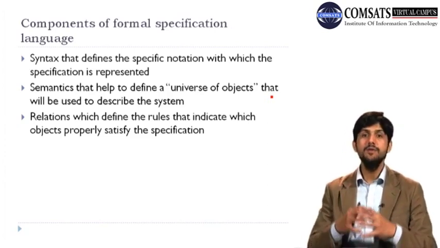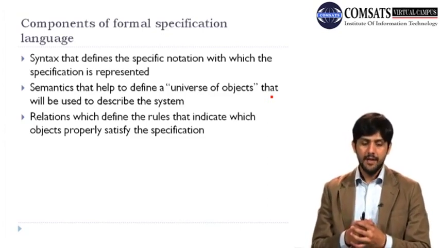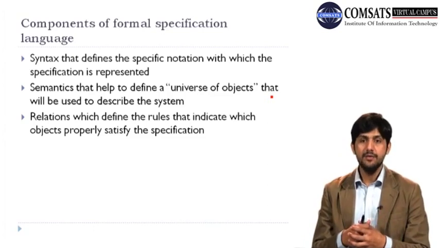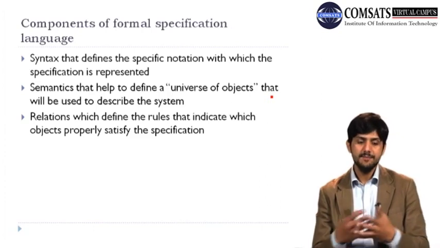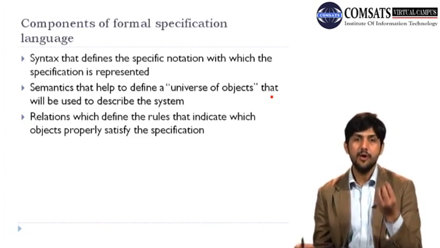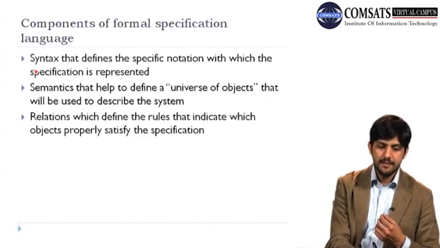Semantics that help to define a universe of objects that will be used to describe the system. And the relations which define the rules that indicate which objects properly satisfy the specification. So these are the three main components of a formal specification language. You have the syntax, you have the semantics.